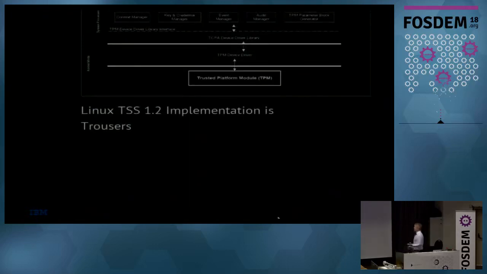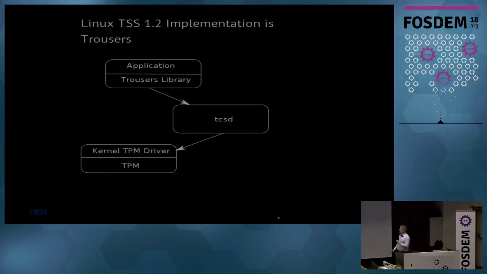Now in Linux, we had a 1.2 TSS implementation called Trousers. Almost nobody will have that installed on their laptop. Most distributions do still package it. It had a few problems with the conversion of OpenSSL 1.0 to 1.1 and various other things. Its implementation of that huge model is actually three-tiered. So it has your application that you link with the trousers library. It has this thing called the trusted daemon that actually has to run in your system, started by systemd. This trusted daemon communicates with the kernel TPM driver, which communicates with the TPM.